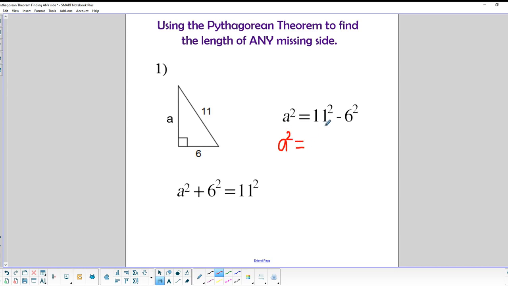equals 11 squared. Let's get our calculator just in case you don't know what 11 squared is. We have 11 times 11 equals 121. So 121 minus 36 is 85. Then we're going to do the square root of 85. In order to find a, we had to do the square root of both sides, and that ended up being a equals the square root of 85.